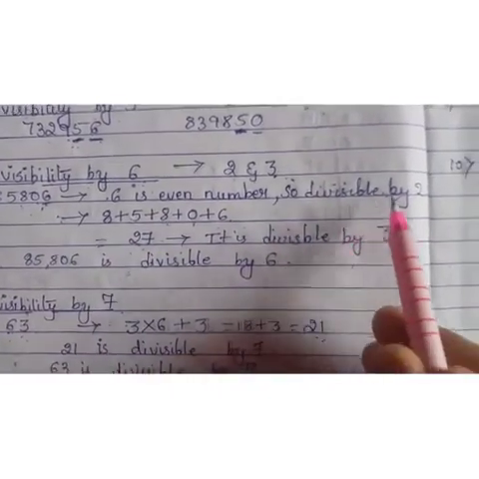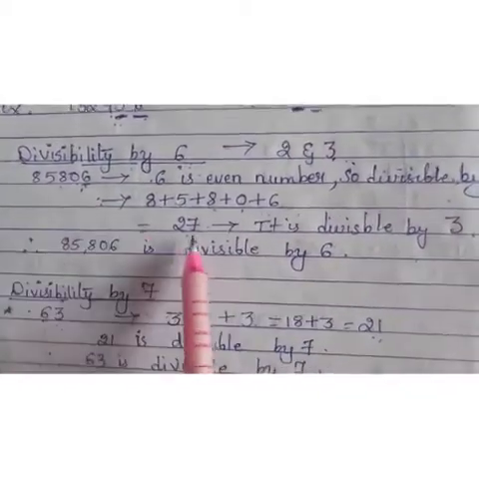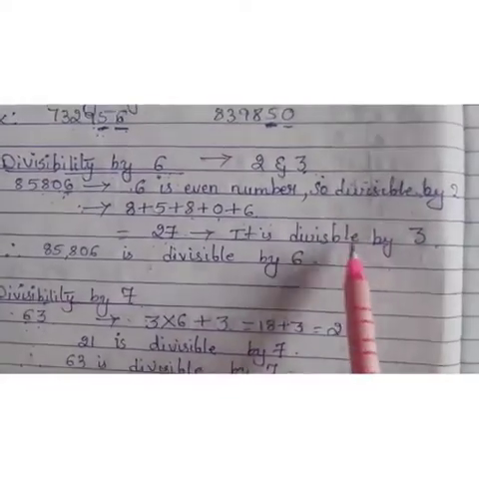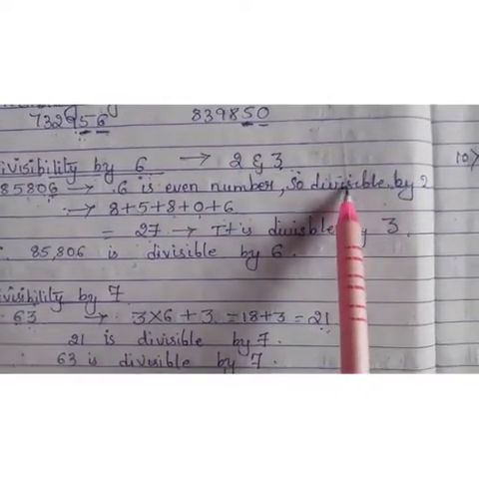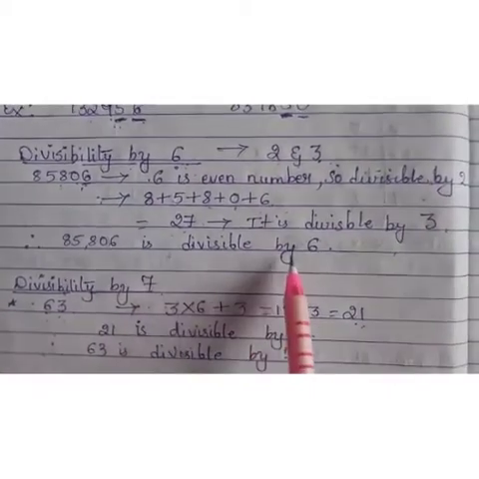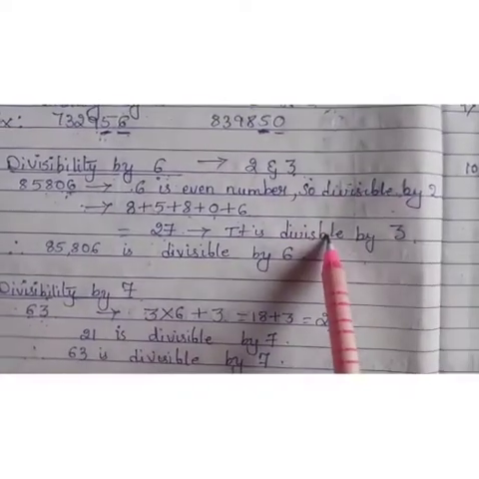When it is divisible by 2 and 3 both, then we can say that the given number is divisible by 6. If it fails in any one of these, for example it is divisible by 2 but not by 3, then you have to say it is not divisible by 6. It is divisible only if both are divisible.